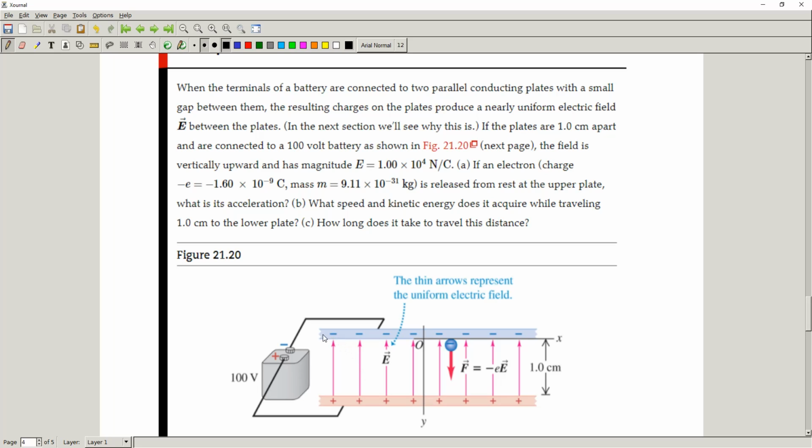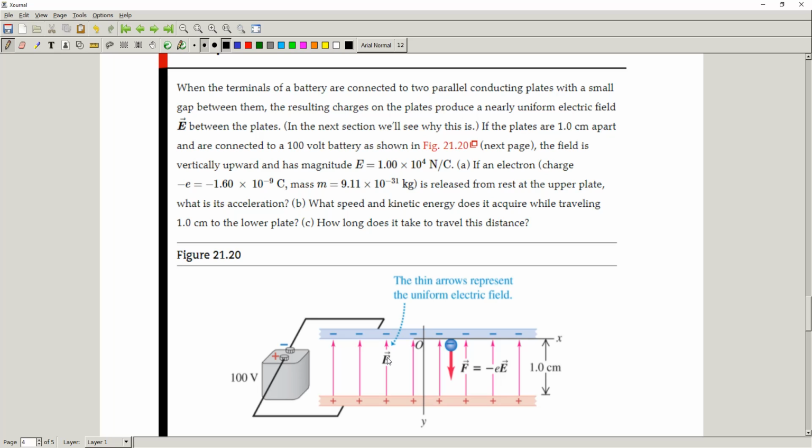We can see that we have our battery. We've connected the negative terminal to the top plate and the positive terminal to the bottom plate. And so we have negative charge building up on the top plate, positive charge building up on the bottom plate, and it sets up this nice uniform electric field. They've labeled it with these purple lines and this E here, right? So everywhere between these plates, the field is basically the same.